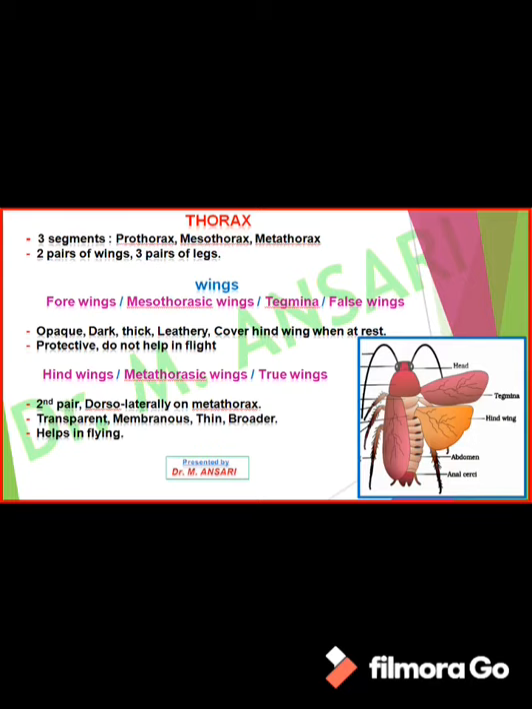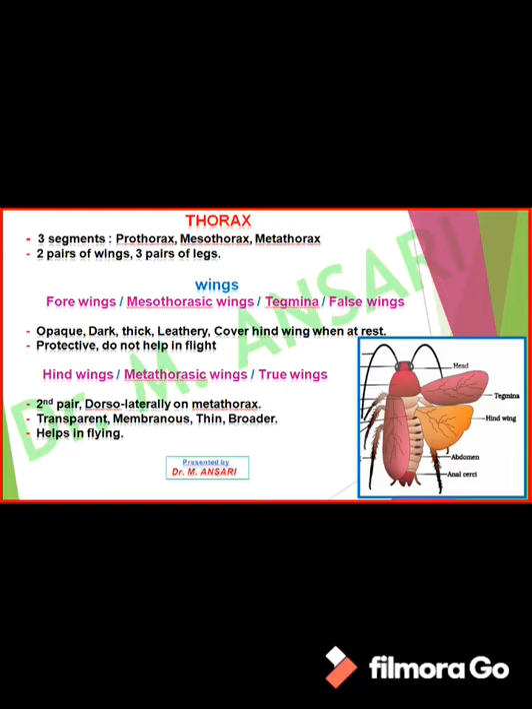The wings are of two pairs called forewings and hindwings. Forewings are also called mesothoracic wings or tegmina or false wings. Forewings are opaque, dark, thick and leathery, and they cover the hindwings when the cockroach is at rest.